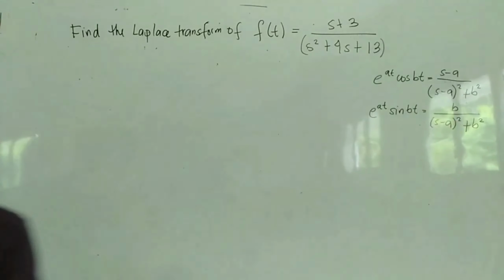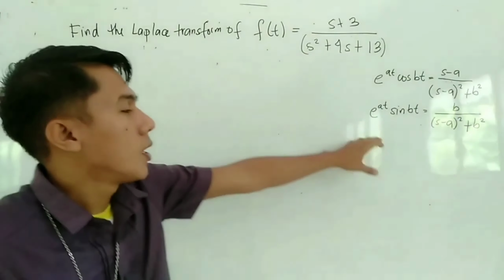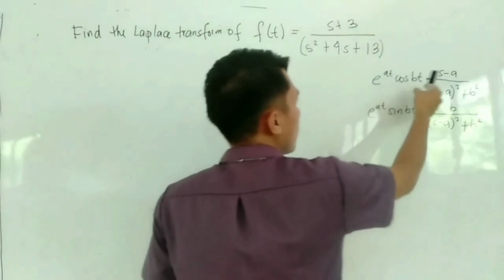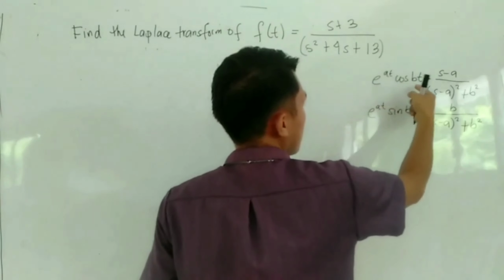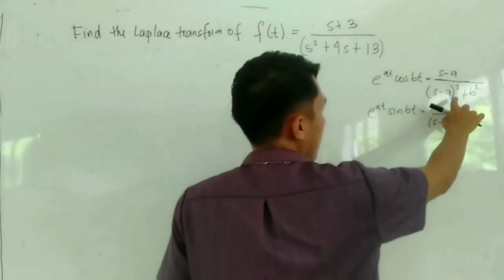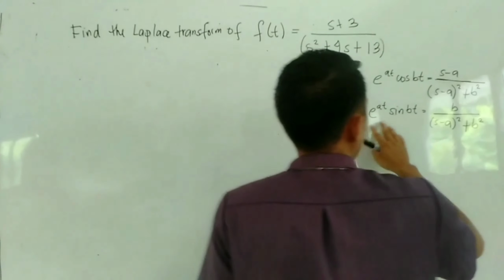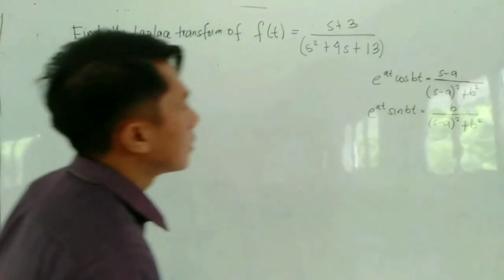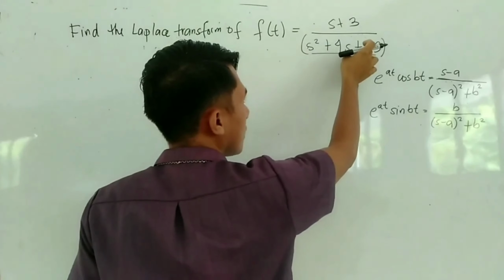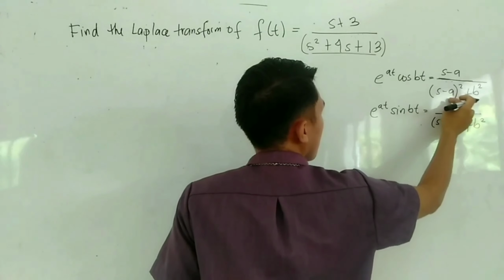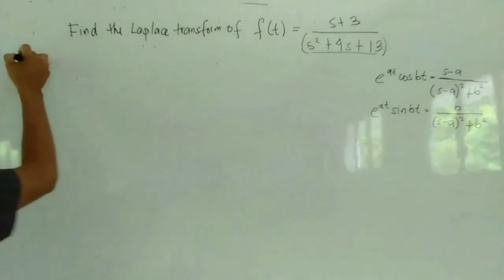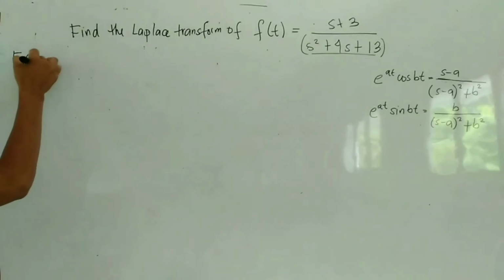Okay, so I already have a conversion for the inverse Laplace going to Laplace transform. This one, e to the at cosine bt, is equal to s minus a over s minus a squared plus b squared, and the other one. So let's try to convert this equation into its perfect square, and find the value for b.